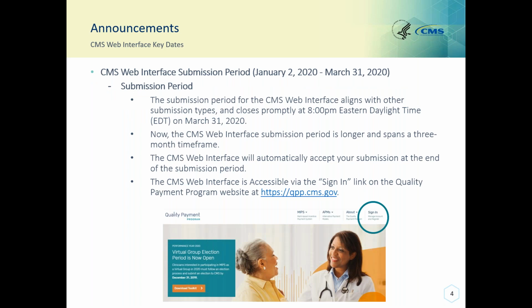The submission period for the CMS Web Interface aligns with other submission types for 2019. Opening on January 2nd, 2020, and closing at 8 p.m. Eastern Daylight Time on March 31st, 2020. Your submission will automatically be accepted at the submission close. As a reminder, the CMS Web Interface is accessible using the sign-in link on the Quality Payment Program website circled here. Next slide, please.